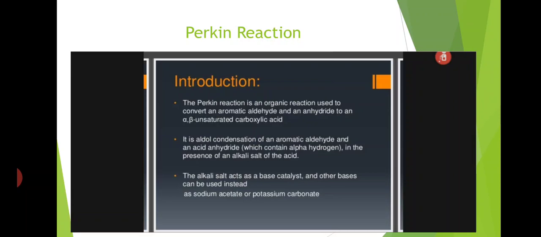The Perkin reaction is an organic reaction used to convert an aromatic aldehyde and an anhydride to an alpha beta unsaturated carboxylic acid. Here in the Perkin reaction, our desired product is alpha beta unsaturated carboxylic acid.